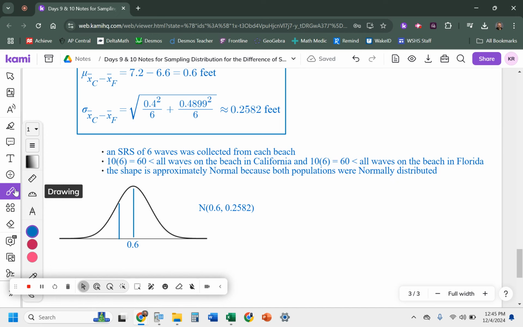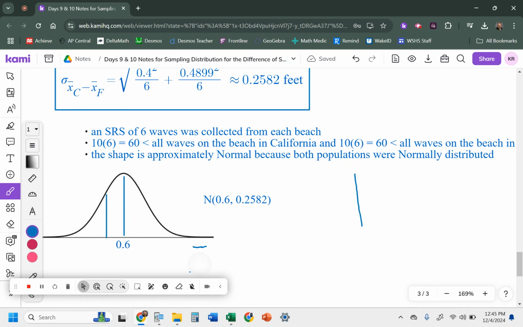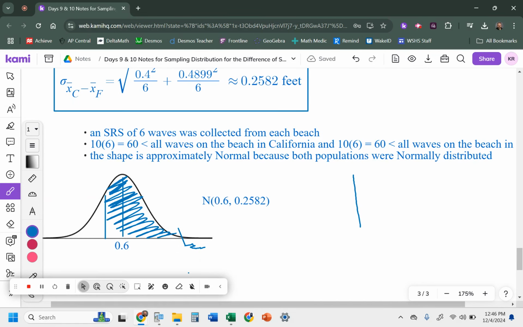So what we're going to be doing is shading to this side here. No, I'm sorry, they want it to be greater than. We're not going to shade to the left. We're actually going to shade to the right. Okay, so we're going to be shading to the right, this way here. We're looking for greater than.